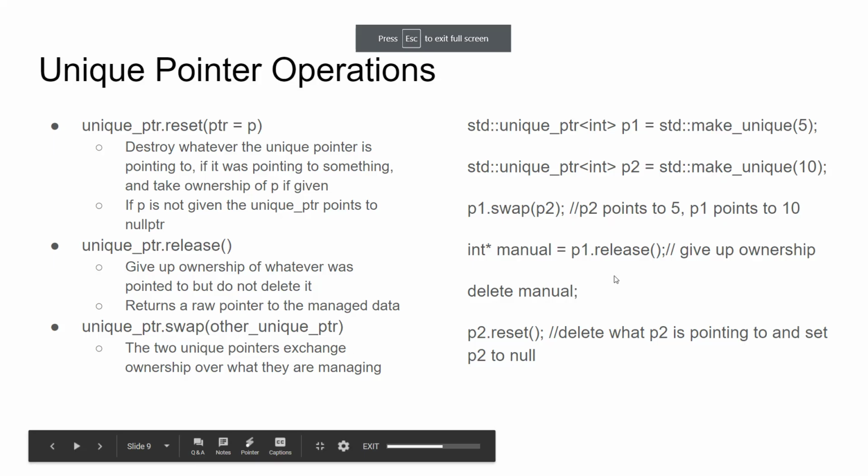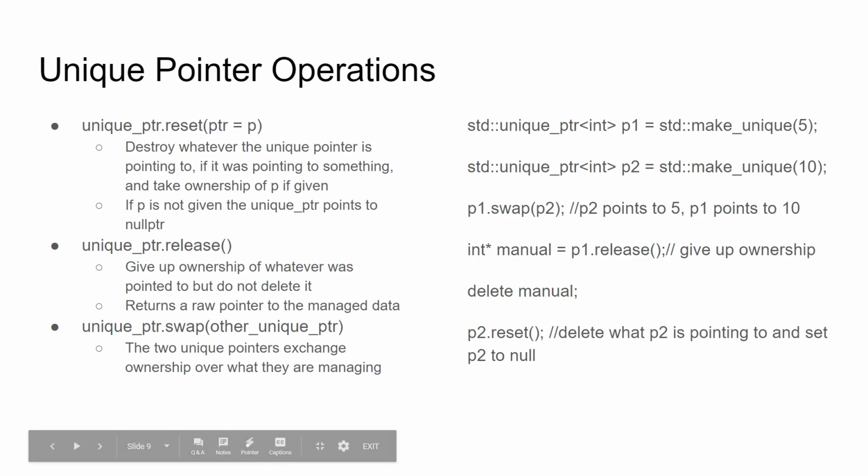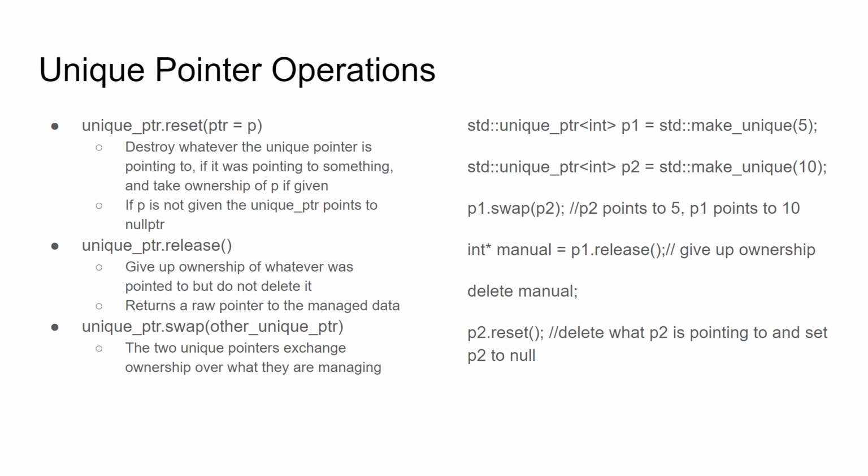So last time we talked about unique pointers. We covered some of their operations: reset to delete whatever you're pointing to and assume ownership over another pointer, release to give up ownership of a pointer, and swap if you want to exchange the contents of what these 2 pointers point to.